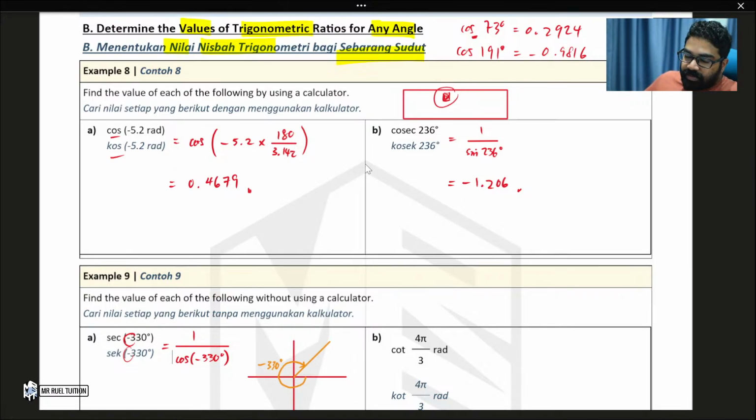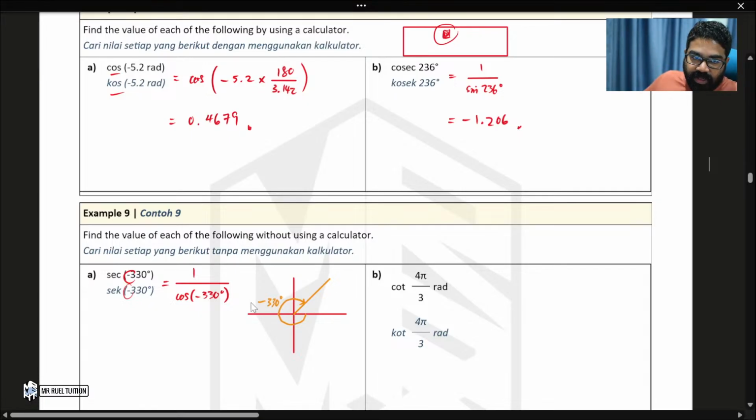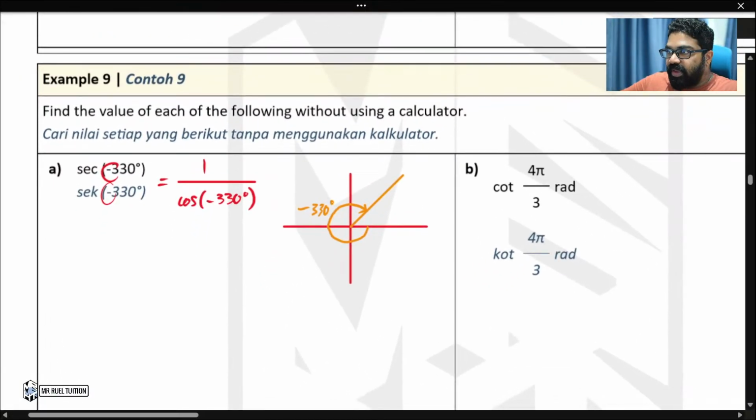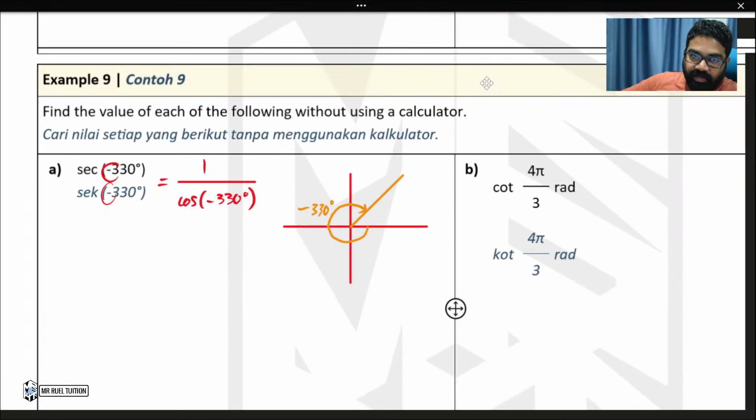Okay, so for this one, class, you have to go back to mathematics. Okay, what is the relationship between the angle and the corresponding reference angle? Ingat tak? Sudut rujukan sepadan. Do you remember your corresponding reference angle, alpha? So, apakah alpha di sini? What is the alpha for 330? The alpha is the angle that we measure from the x-axis. Sudut yang kita sentiasa ukur dari paksi x.